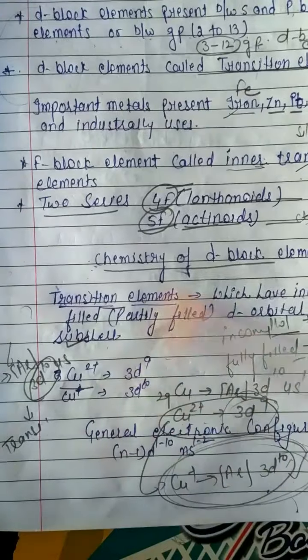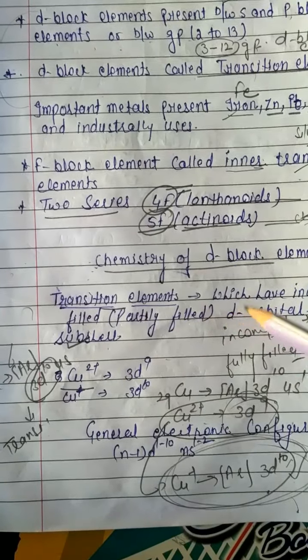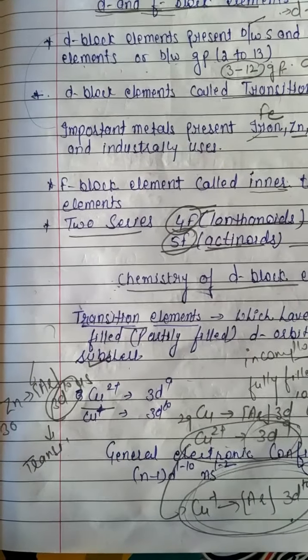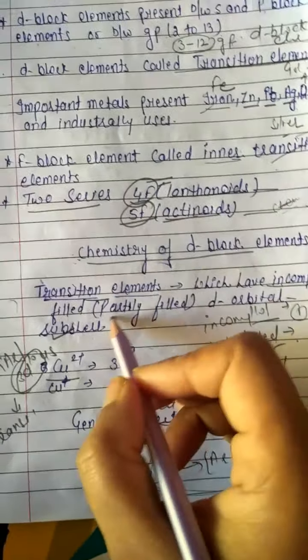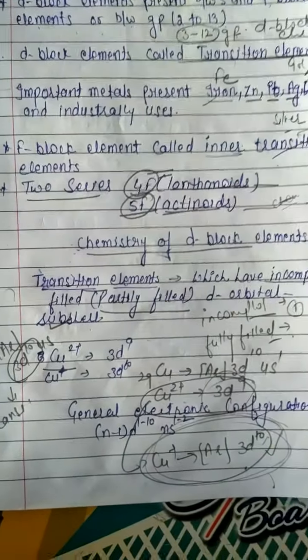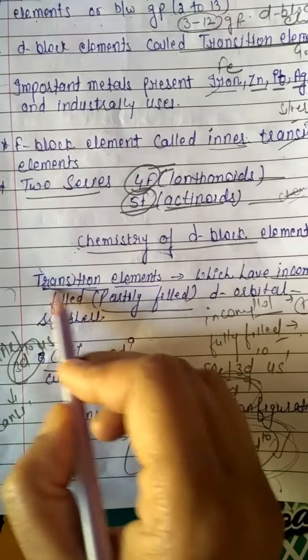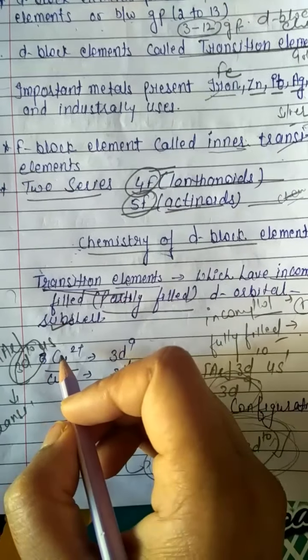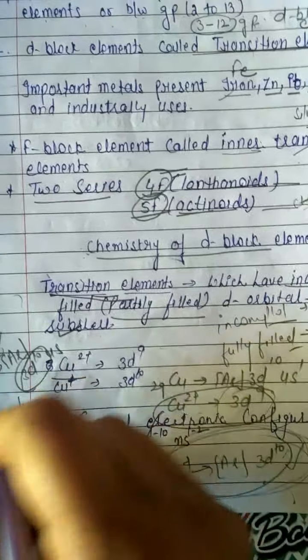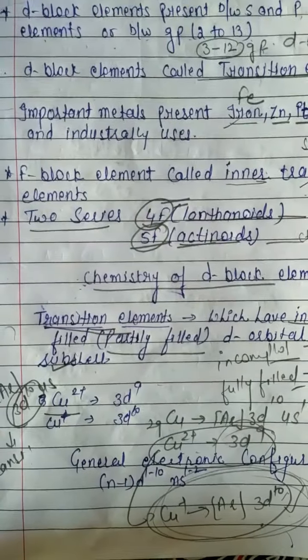If they show an oxidation state or any incomplete, partially filled d orbital, then we consider that element a transition element. If they are fully filled, then we do not consider that element a transition element.